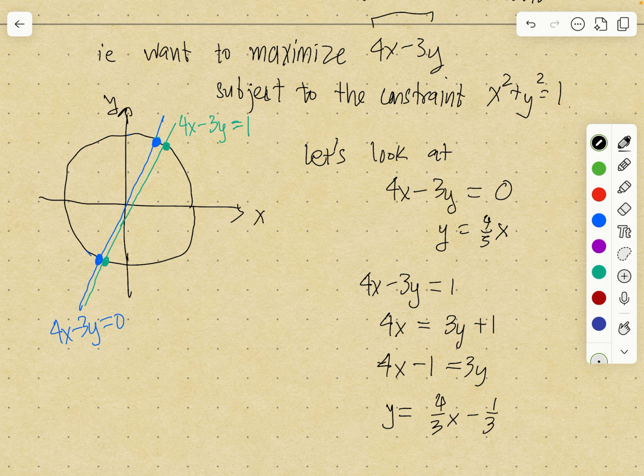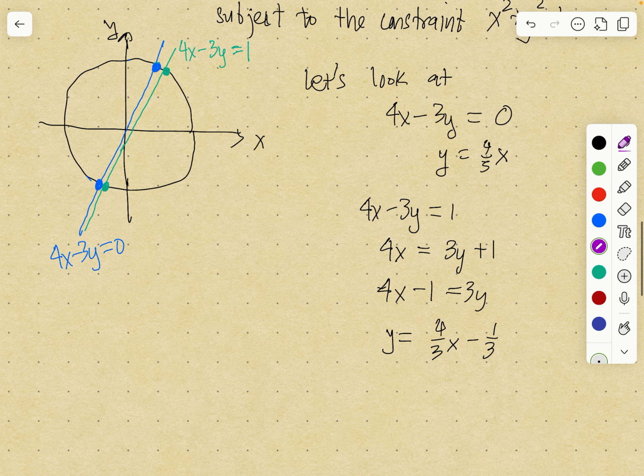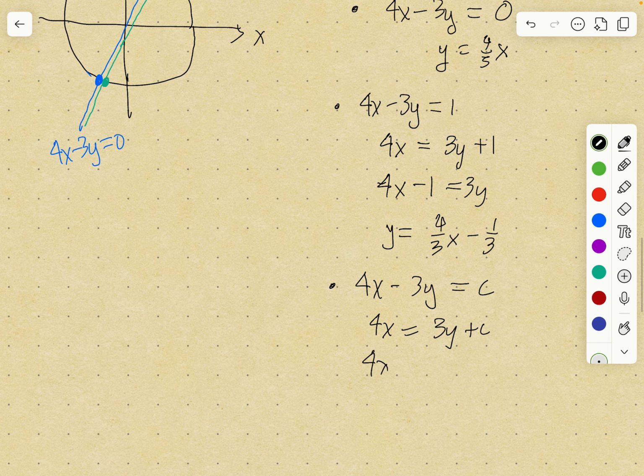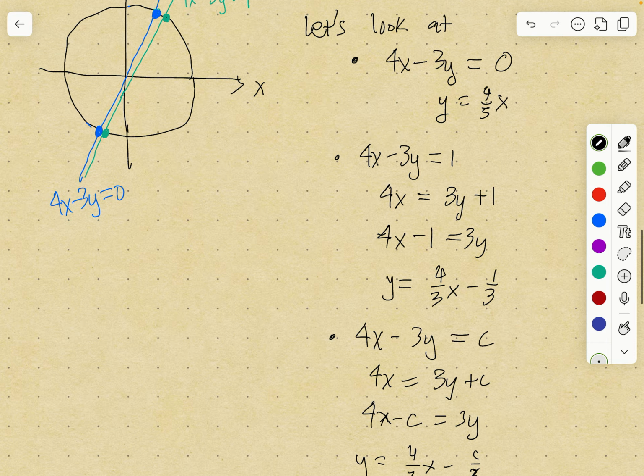And so we see that what's going on is that when you look at 4x minus 3y equals c. So first we looked at 4x minus 3y equals 0, then we looked at 4x minus 3y equals 1. Now we're just looking in general at 4x minus 3y equals c. That is going to be 4x is 3y plus c. So then you subtract c on both sides. 4x minus c equals 3y. You divide by 3. 4/3 x minus c over 3.